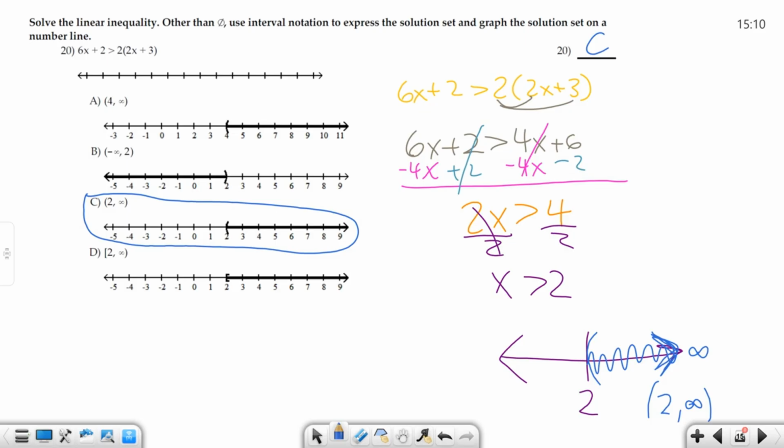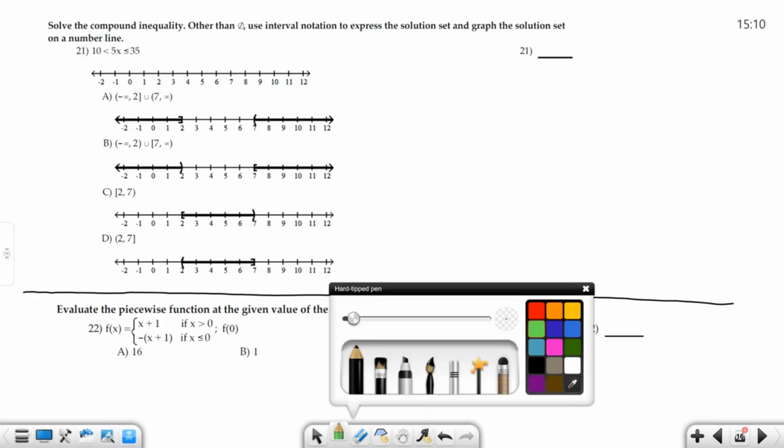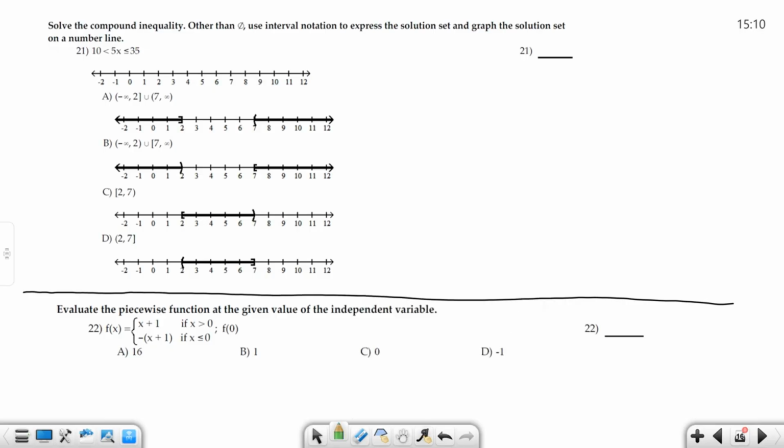21. Let's see. Unless I went out of order again. I don't think I did. I think that was the only one. Aha. 21 and 22, both on this page. Good. Compound inequality. So we have 10 is less than 5x is less than or equal to 35. Does this make sense from the get-go? 10 is smaller than something that's smaller than 35. So is 10 smaller than 35? Yes. So we're good.